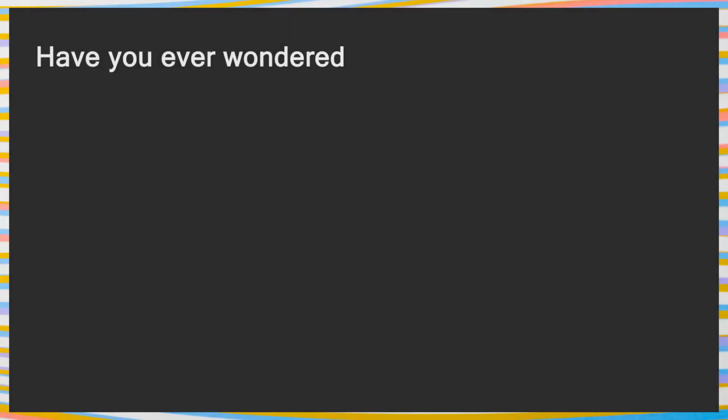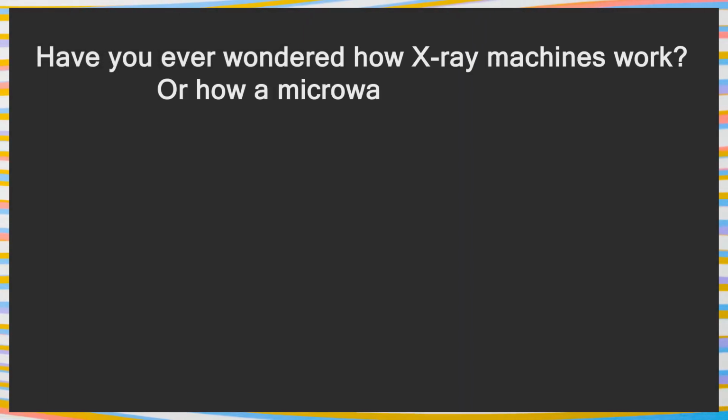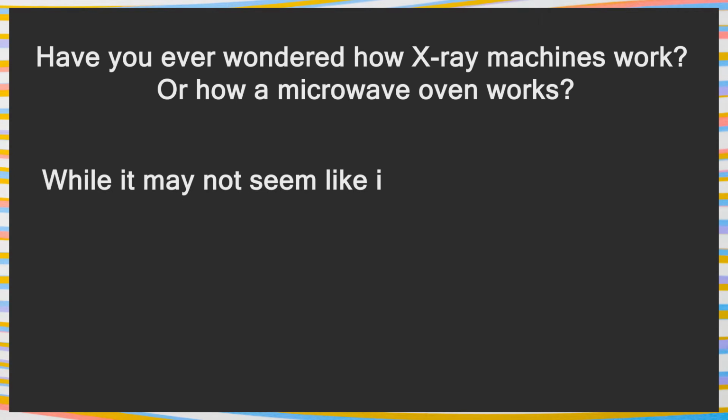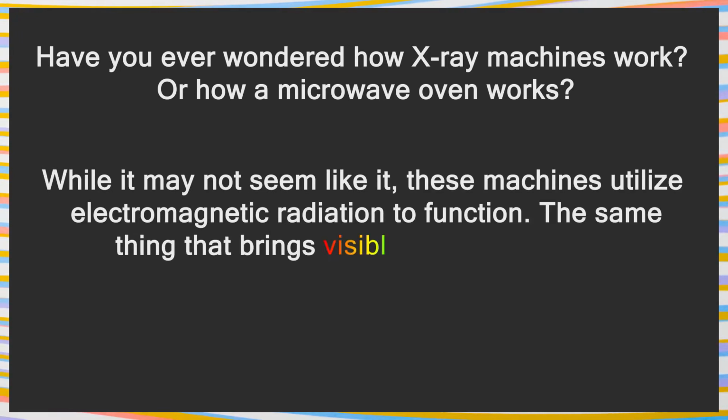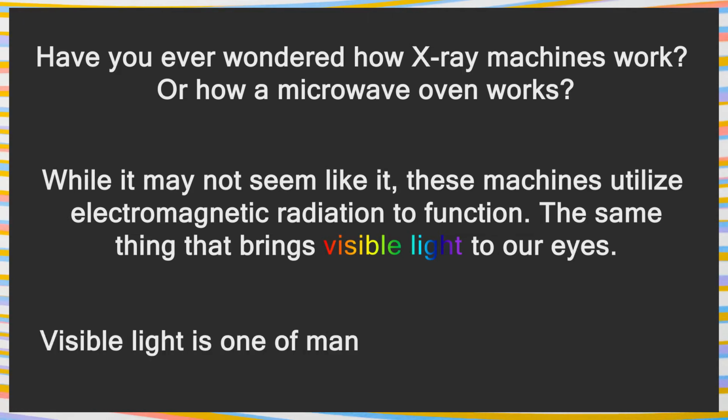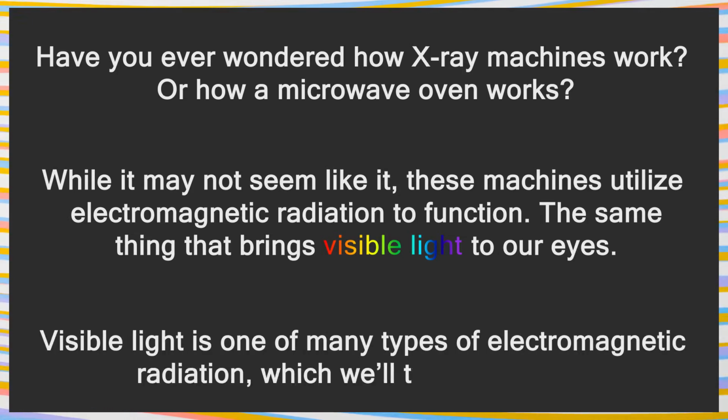Have you ever wondered how X-ray machines work? Or how a microwave oven works? While it may not seem like it, these machines utilize electromagnetic radiation to function. The same thing that brings visible light to our eyes. Visible light is one of many types of electromagnetic radiation, which we'll talk about later.